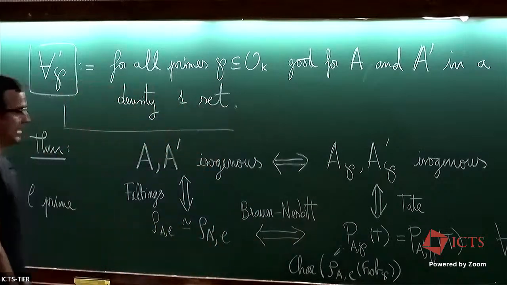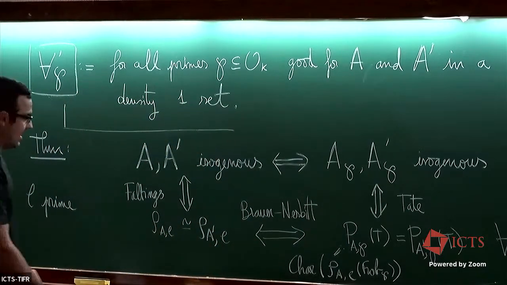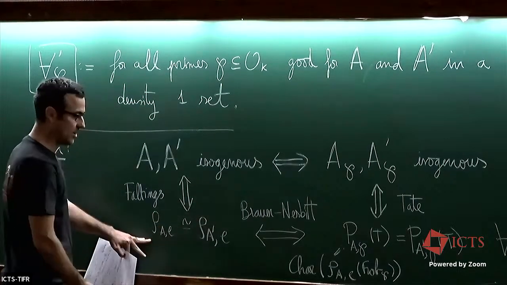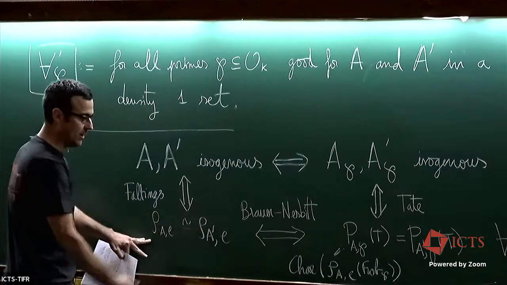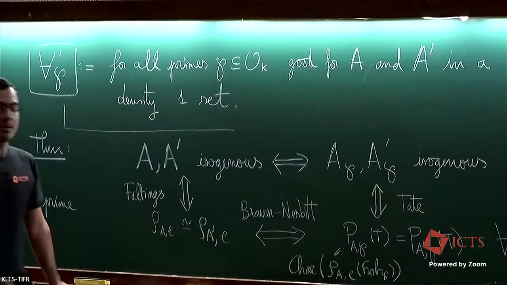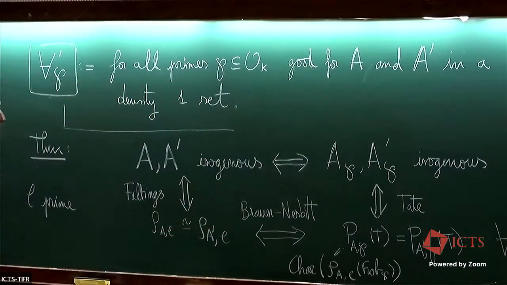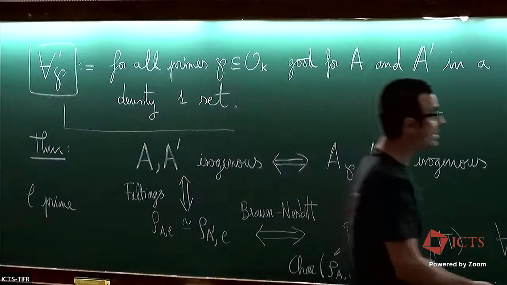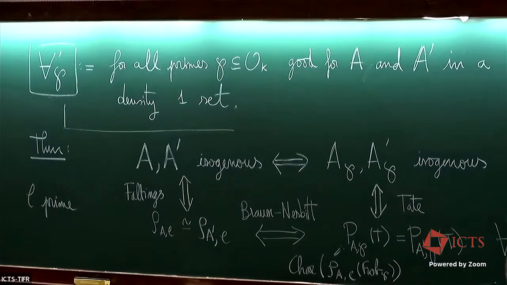If you want, thanks to the fact that these two representations are continuous and semi-simple, you invoke the Chebotaryov density theorem. So that's how you go from right to left. And well, the next thing I want to do is to speak about a geometric version of this theorem.